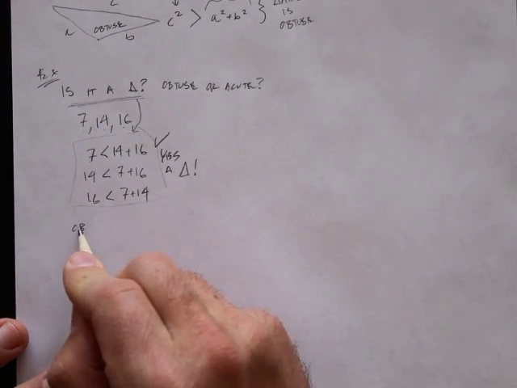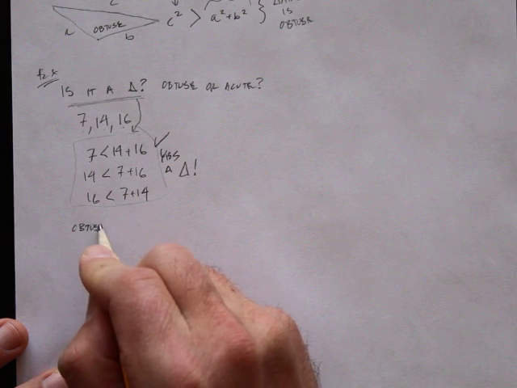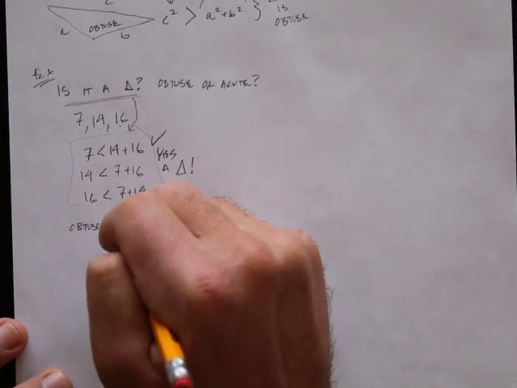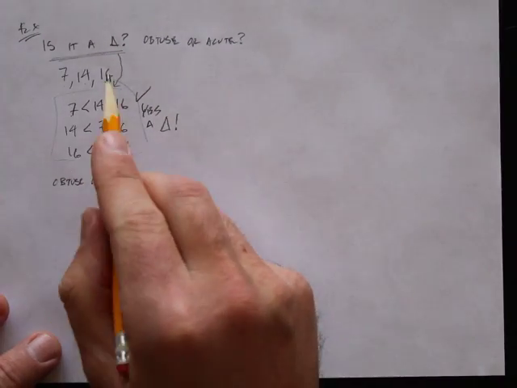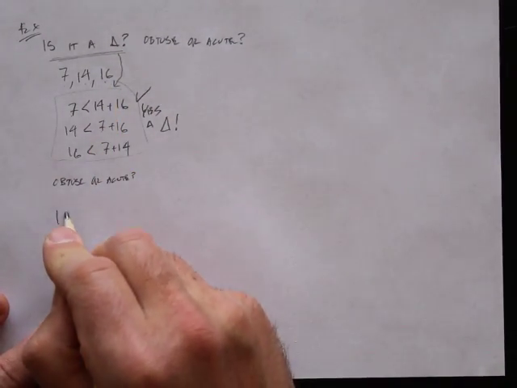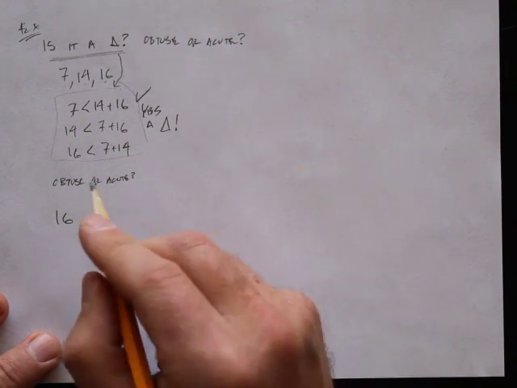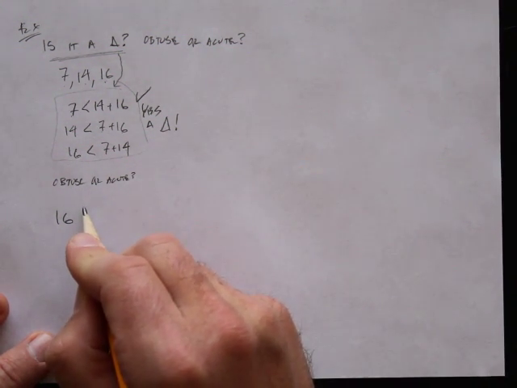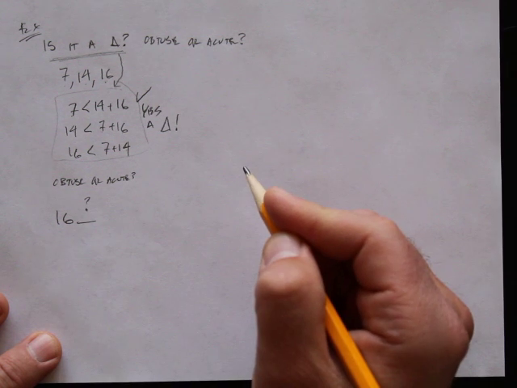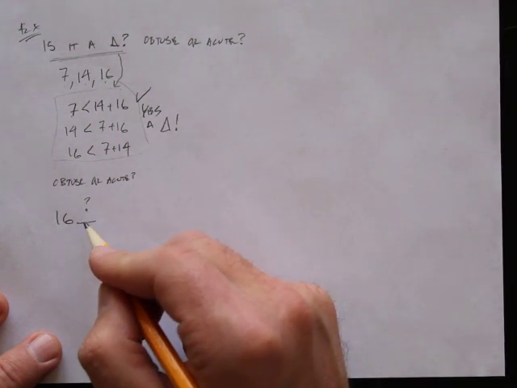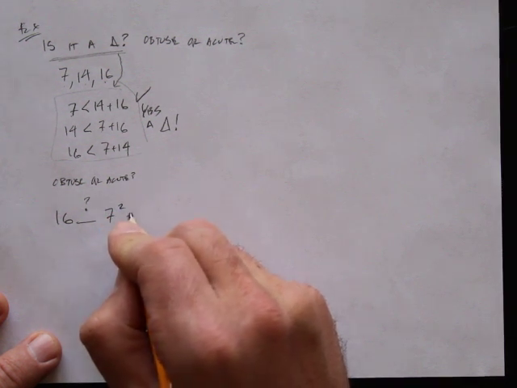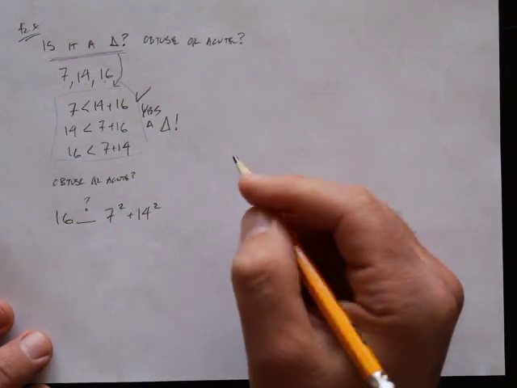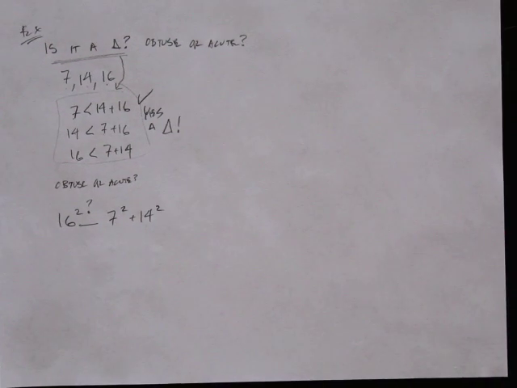So here's the obtuse or acute section. What we're going to do here is take the largest side, and then set it, we don't know, is it greater than or less than the two smaller sides, 7 squared plus 14 squared. Okay, oh, it should be 16 squared, right?